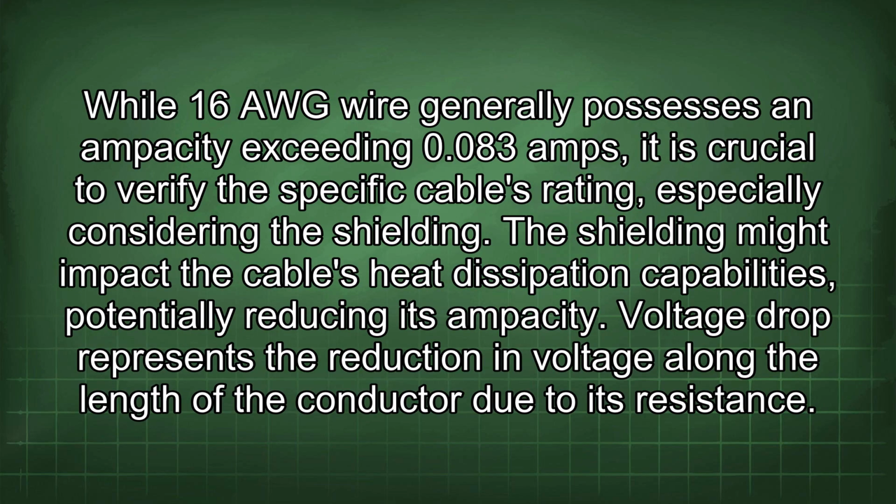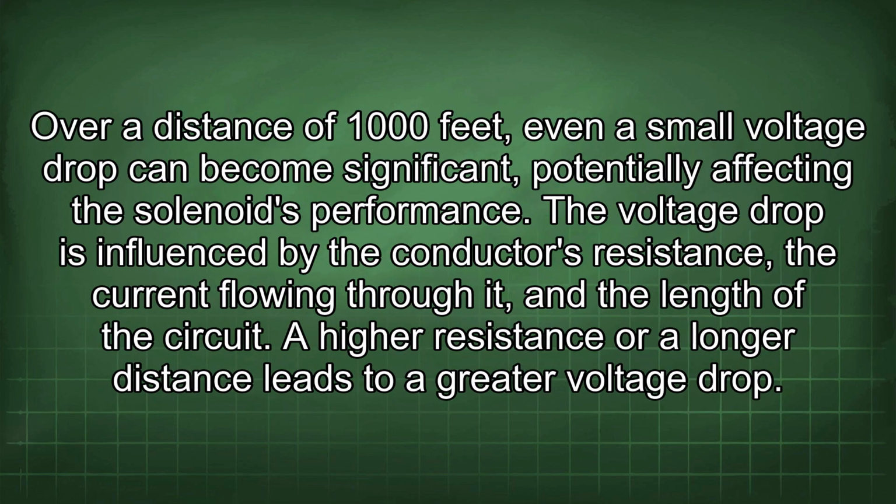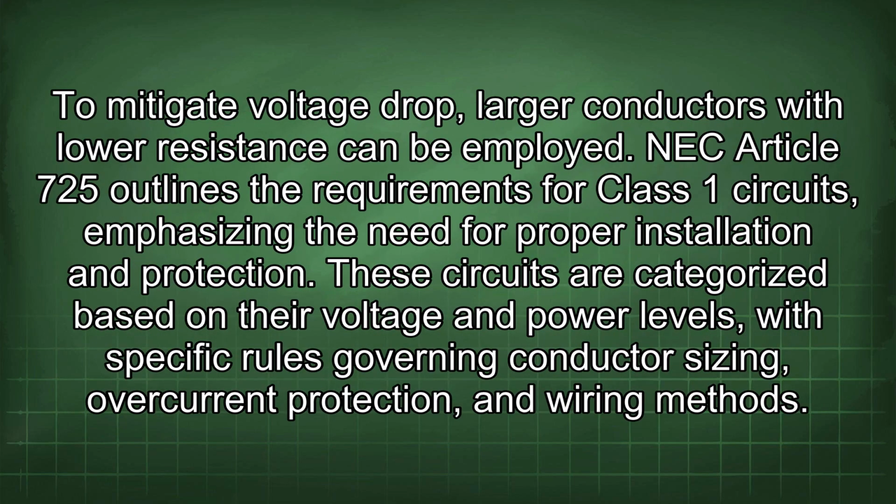Voltage drop represents the reduction in voltage along the length of the conductor due to its resistance. Over a distance of 1000 feet, even a small voltage drop can become significant, potentially affecting the solenoid's performance. The voltage drop is influenced by the conductor's resistance, the current flowing through it, and the length of the circuit. Higher resistance or a longer distance leads to a greater voltage drop. To mitigate voltage drop, larger conductors with lower resistance can be employed.